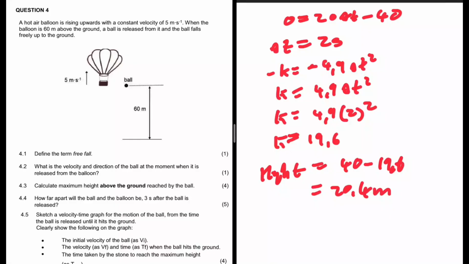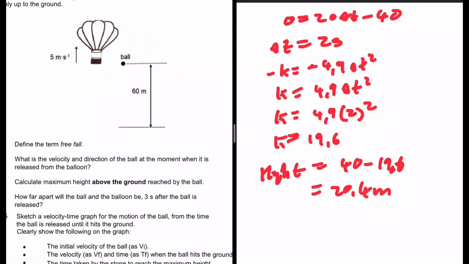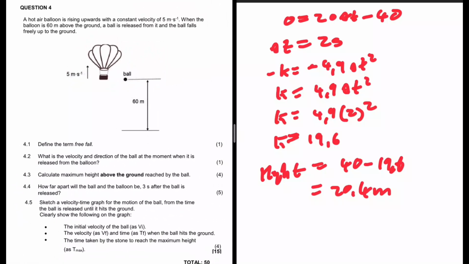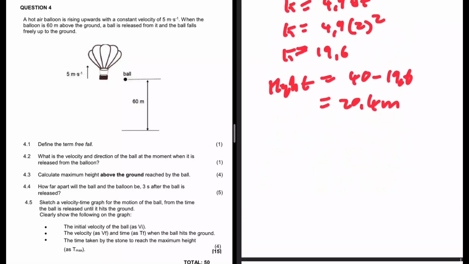A hot air balloon is rising upwards with a constant velocity of 5 meters per second. When the balloon is 60 meters above the ground, a ball is released from it and the ball falls freely to the ground. Okay, makes sense. Define the term free fall. Well, I'm going to let you do that. And then, what is the velocity and direction of the ball at the moment when it is released from the balloon?